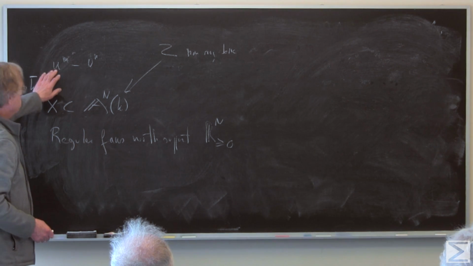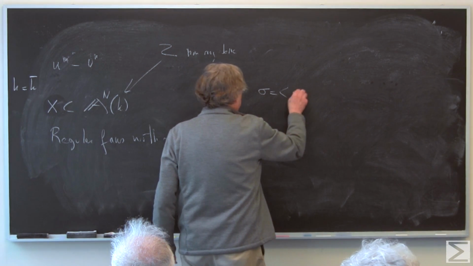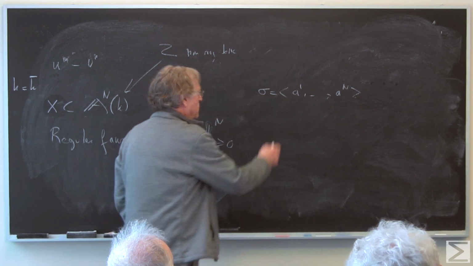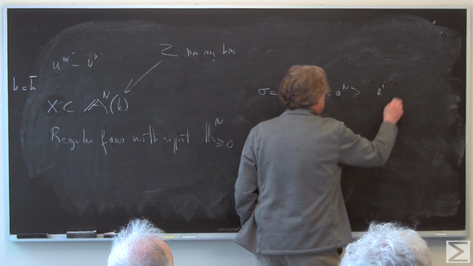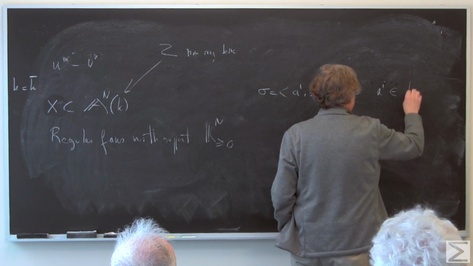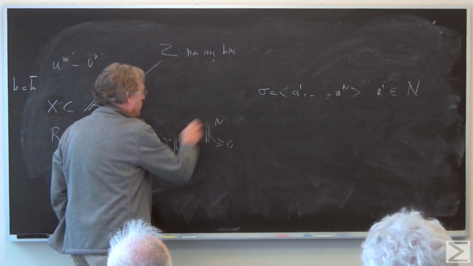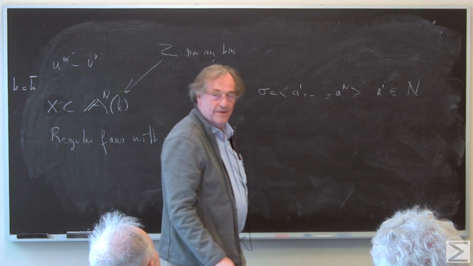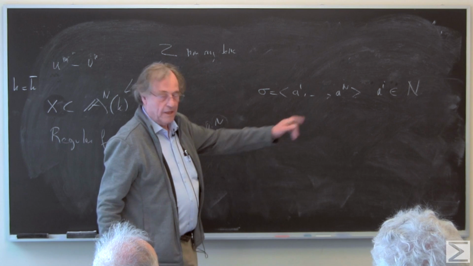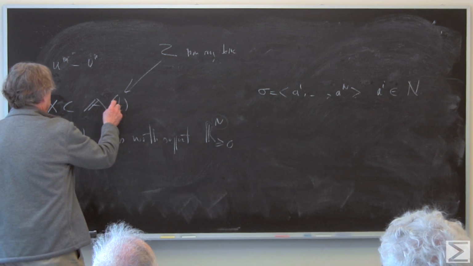Now, but I want something to happen here. Now, a regular fan, I write like this. These are vectors which live in the dual space, which everybody calls N, which is unfortunate because it's not the same as this one. This is a cone generated by the vectors a1 up to an. So, okay. Let me change this. It's too late, anyway.